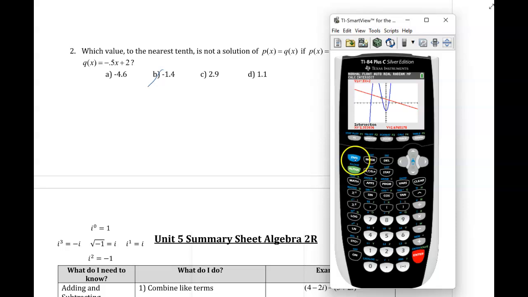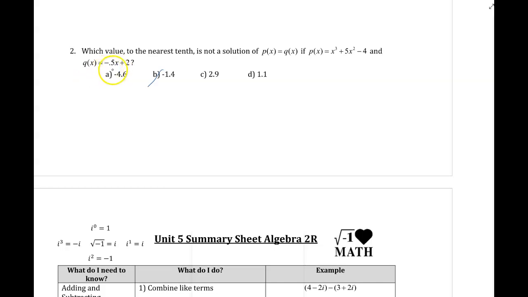So if I bring back my calculator, repeat that same process, second trace, and then 5. I'm going to scroll over to my other intersection. Again, doesn't have to be on, just close. Enter, enter, enter. And we get an x value of approximately negative 4.6. So that can't be it. I meant to tell you there was a typo here. This was supposed to be 1.0. This option here was supposed to be 1.0.